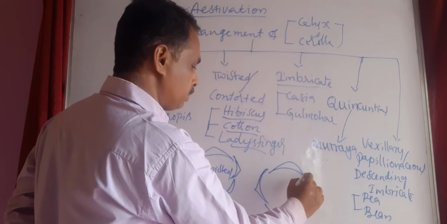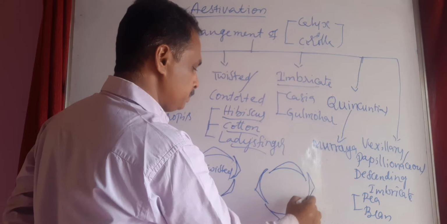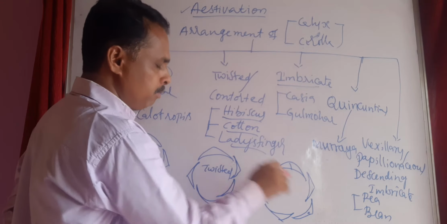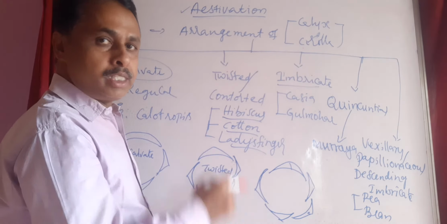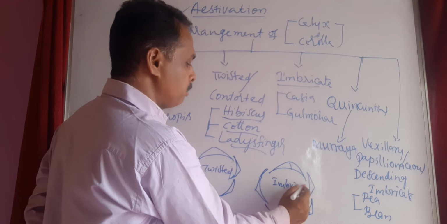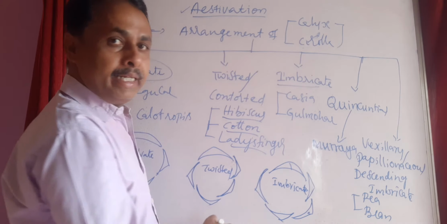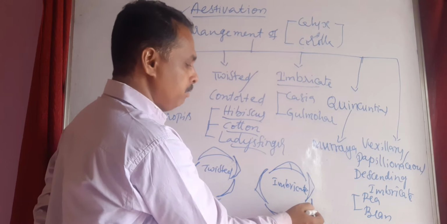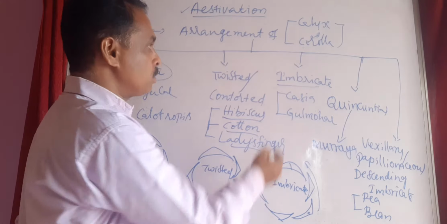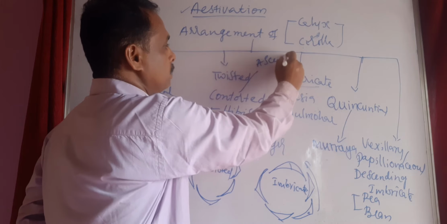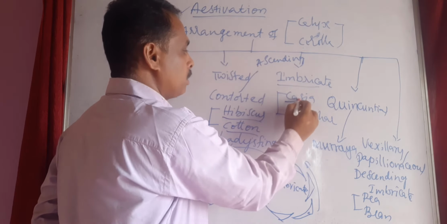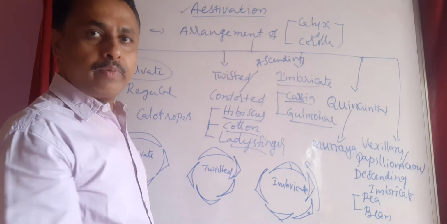The remaining ones will be twisted. One is completely inside, another is completely outside, and the remaining are twisted. This type is known as imbricate aestivation, otherwise called ascending imbricate aestivation. Why ascending? Here we can climb up, but there is no possibility to climb down. Example, Cassia and Gulmohar.